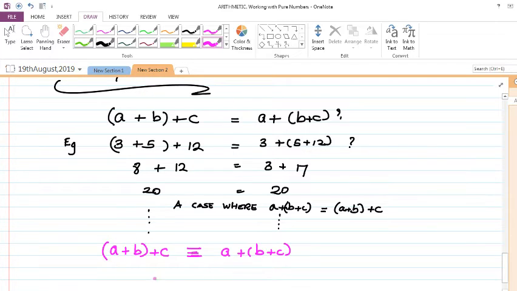We could then say that addition is commutative. Is associative. I'm sorry. Is associative. Addition is associative.